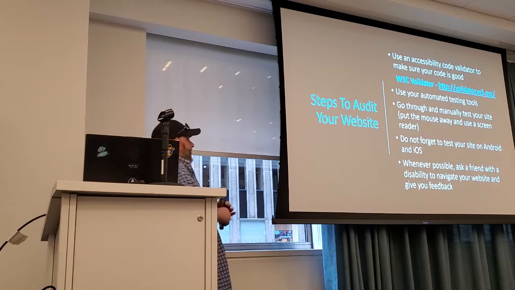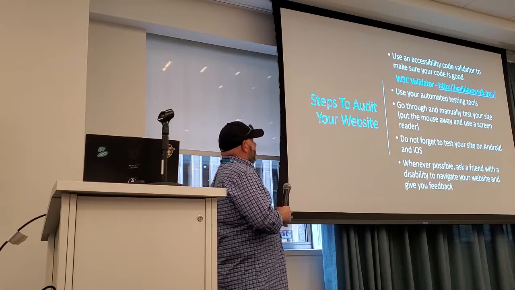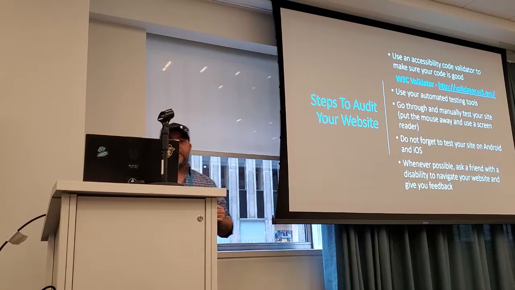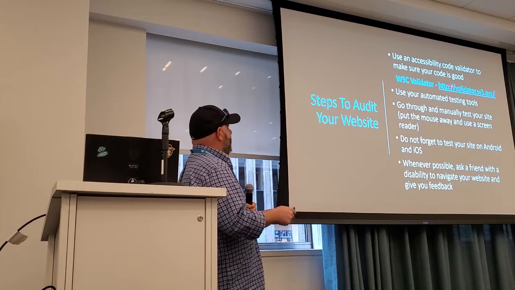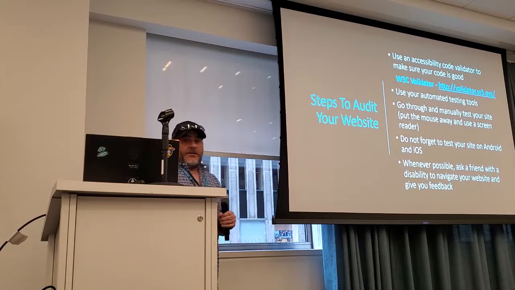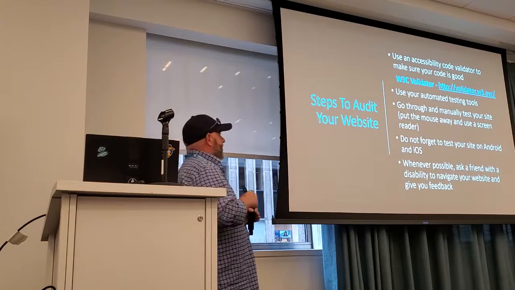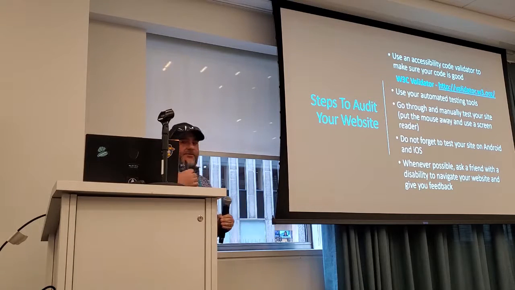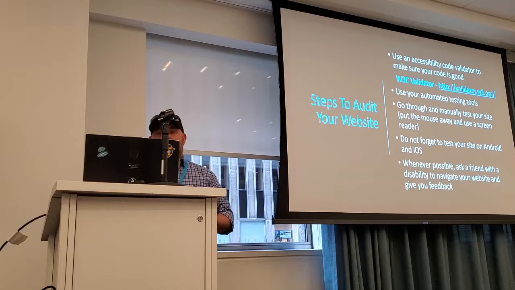This is just a quick overview, basically, on how we run a test. First thing you want to do is use an accessibility code validator. I use the one from the W3C because they're pretty much the end-all be-all for accessibility. You'll find other code validators, other things that try to emulate what the W3C does. But the W3C is the top dog in this fight.